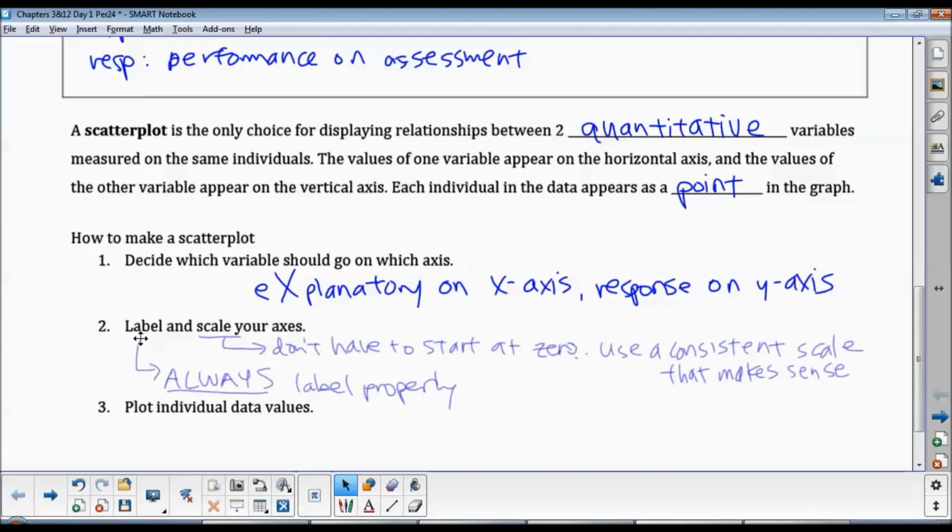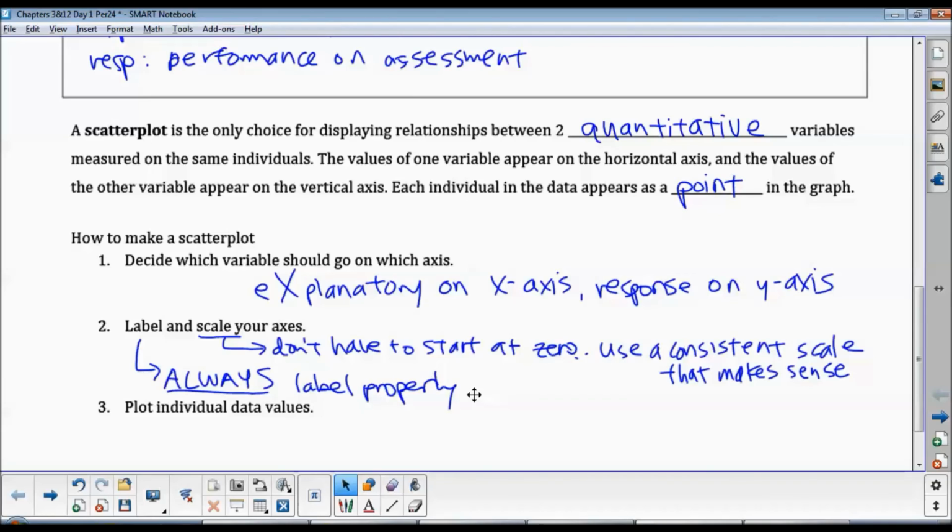But remember, it's all about context, it's all about communication. Labeling. Always, always, always label your axes. This is the number one, least reasonable thing that you can do to lose points. I mean, come on, you don't want to lose points because you forgot to label your axes.